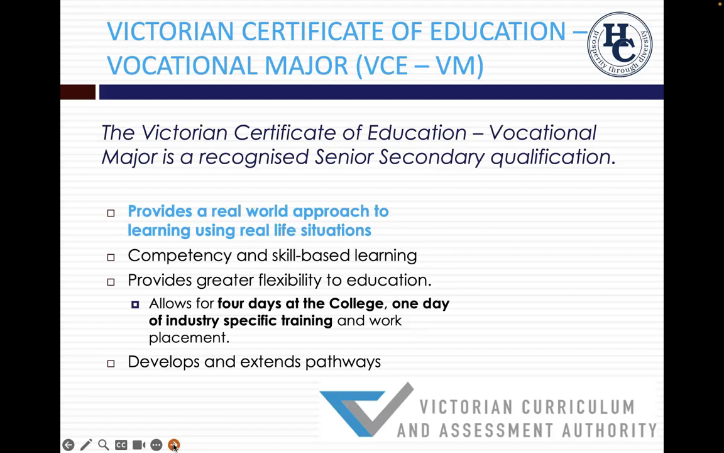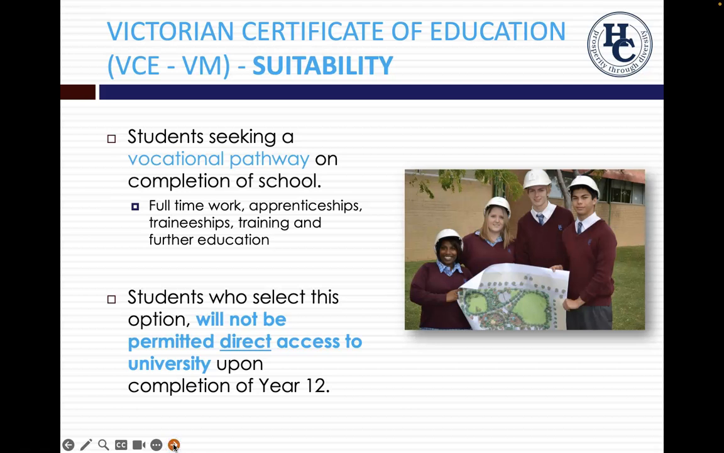So the VM really develops and extends pathways for our students beyond those academic pathways and into something much more practical and vocationally based. However, students who wish to apply for a VM need to go through an application program so that we can make sure it's the best fit for them. They need to think about where they see themselves travelling outside of school once they finish their senior secondary education. Students who select VM will not be able to directly apply to university upon completion of Year 12. That might be a factor that needs to be taken into consideration when you're choosing which of these certificates.